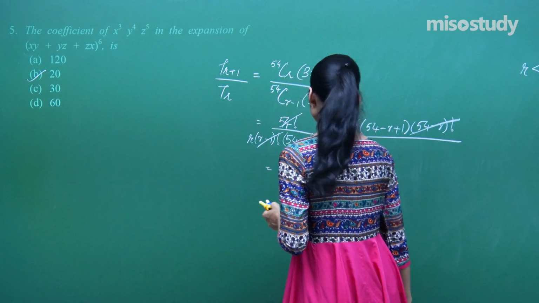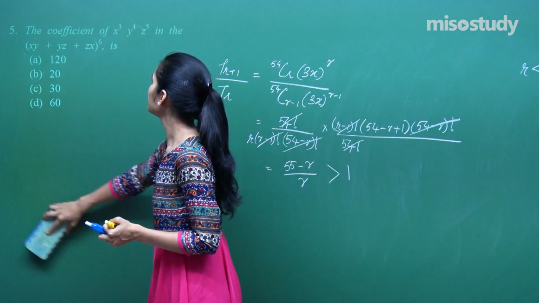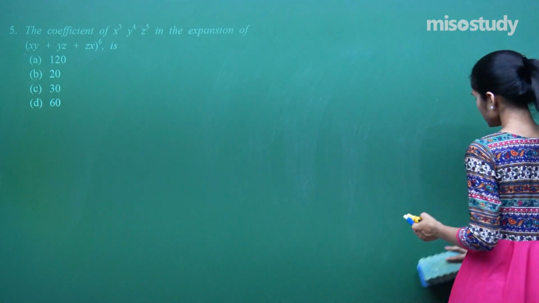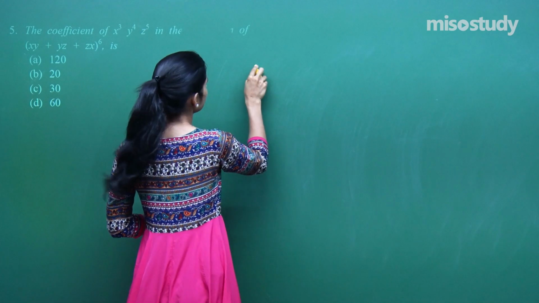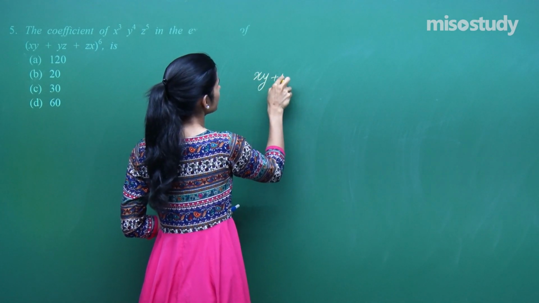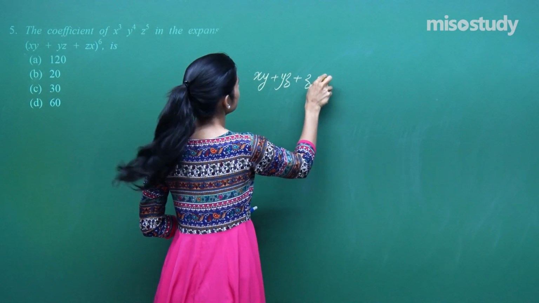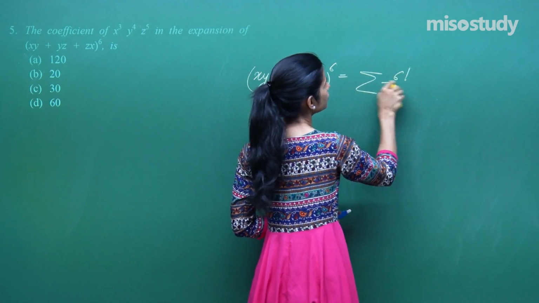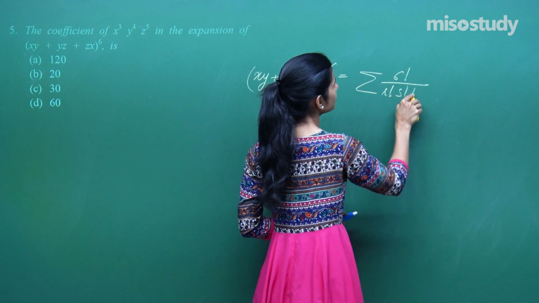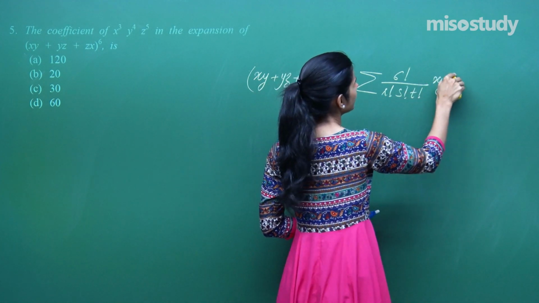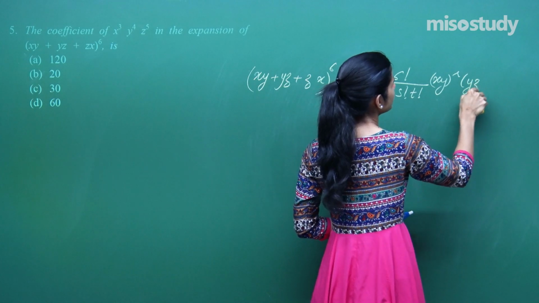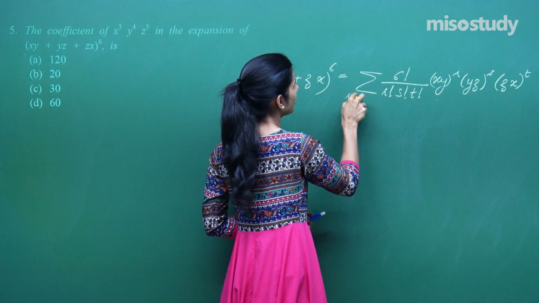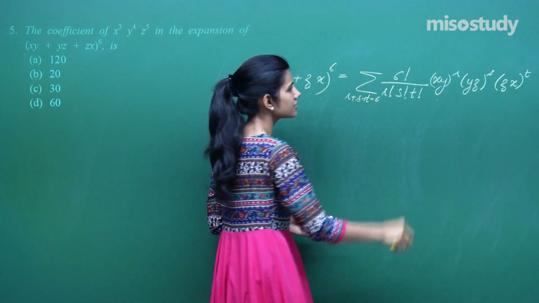व्हाट इज द कोफिशिएंट ऑफ दिस इन द एक्सपेंशन ऑफ xy प्लस yz प्लस zx टू द पावर 6. तो मल्टीनोमियल एक्सपेंशन का कॉन्सेप्ट है, लेट्स ट्राई टू रिविजिट इट. इसके लिए पता होना चाहिए कि xy plus yz plus zx to the power 6 is equal to what? मैं इसको लिख सकती हूँ 6 factorial upon r factorial s factorial t factorial xy to the power r yz to the power s zx to the power t such that r plus s plus t is 6.